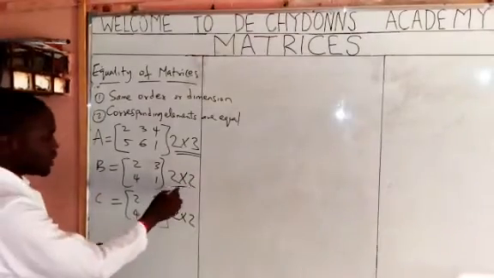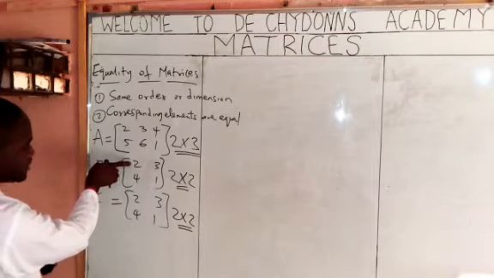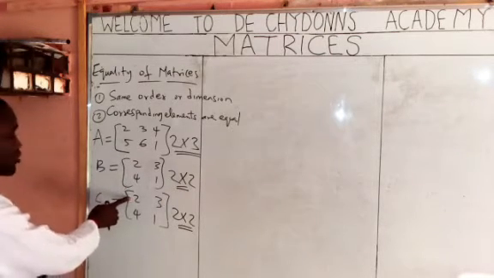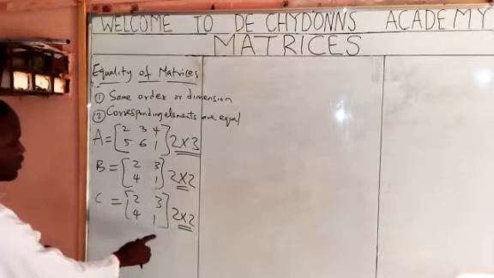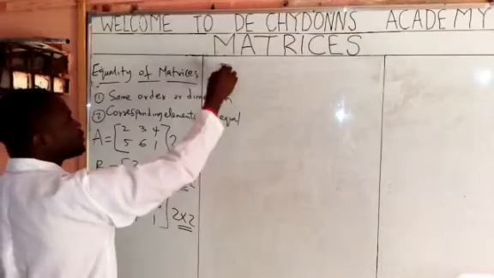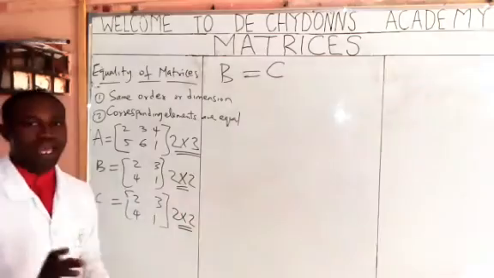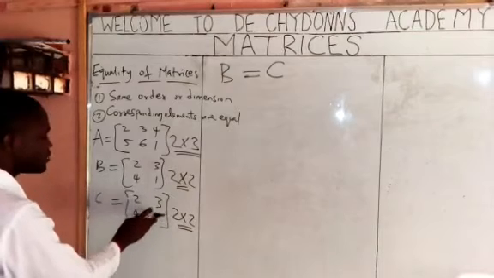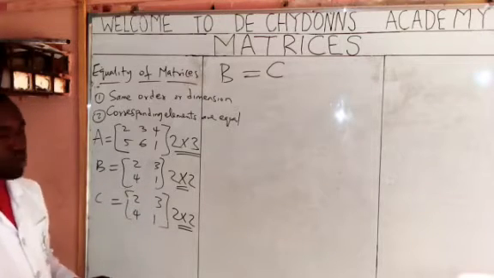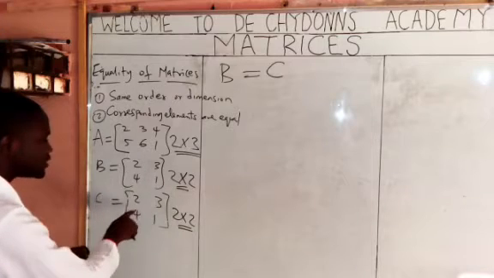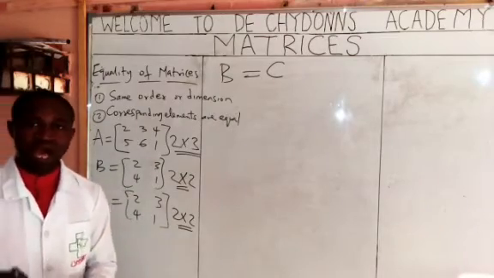Then you check these two that have the same order. All you do now is say this one has first element 2, this one has first element 2, this one has next element 3, this one 3, this one 4, this one 4, this one 1, this one 1. So you conclude that matrix B is equal to matrix C because they have the same order and their corresponding elements are equal. Please, if the position of any of these elements is changed, they are not going to be equal. The elements must be in the same position before you say that they are equal.